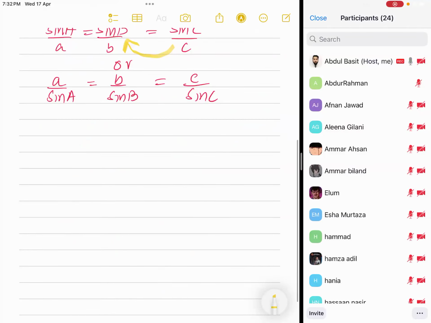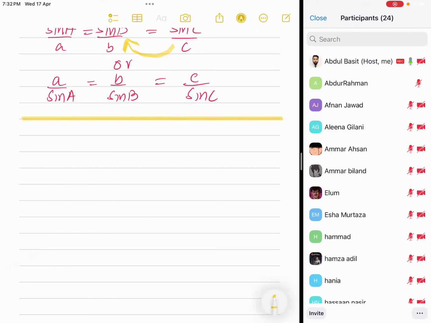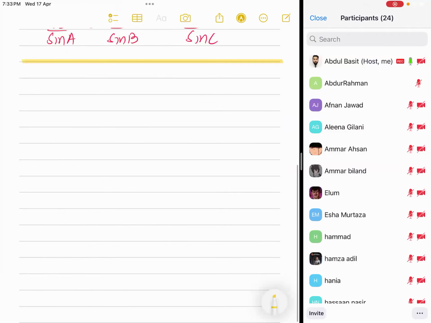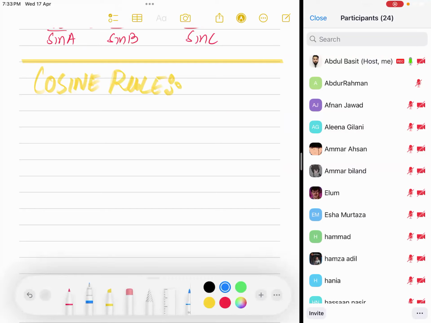Then we have cosine rule. How to use it? Just give me a second. After that, I'm going to explain it. So then we have a cosine rule. These two rules are used in only not right angle triangles. Agree? And we can use them in right angle triangles as well. But right angle triangle formulas cannot be used in not right angle triangles, because in a right angle triangle we have a hypotenuse, and in a not right angle triangle we may not have any hypotenuse.